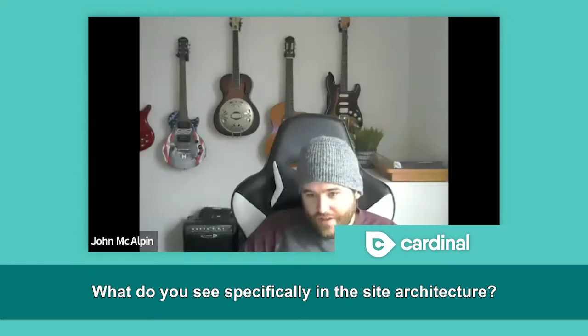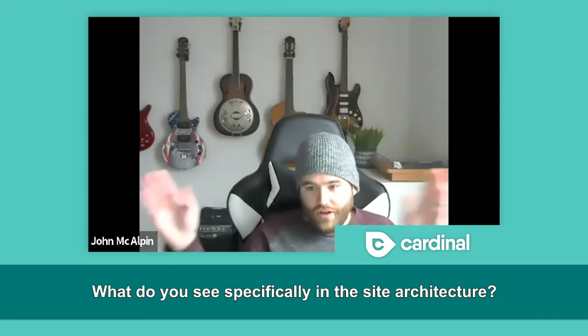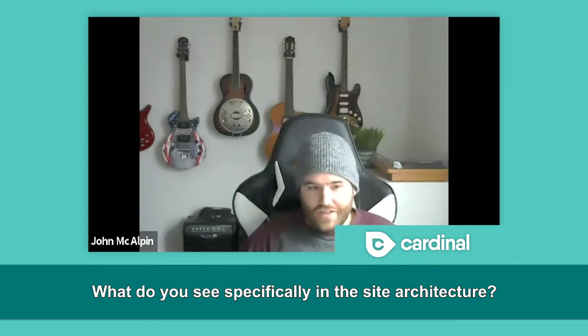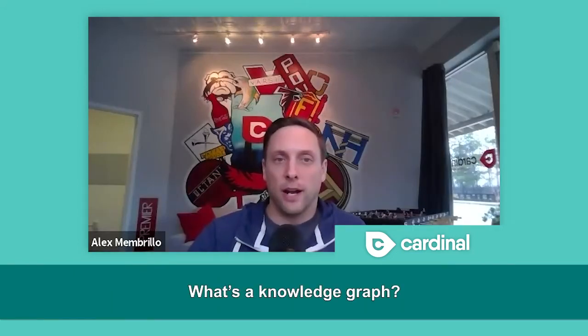So the first thing I look at is what is their URL taxonomy? Does everything follow a logical order? Does every page have a parent page? Is it followed in a content silo? Are you linking to broken pages? What is your internal linking like? And seeing if you're actually creating a true internal knowledge graph. Okay. What's a knowledge graph?